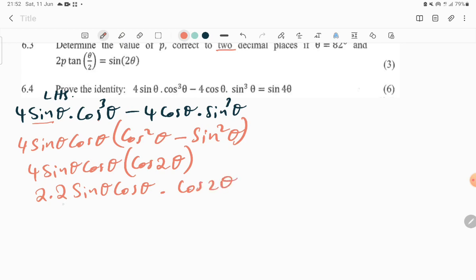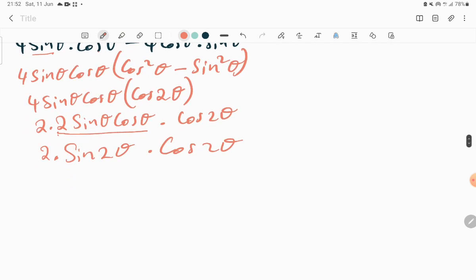Now what do you notice? This one on its own, 2 sine theta cos theta, is the double angle of sine, so that we can just squeeze it up to say we are having 2 times this one, which is the same as 2 sine 2 theta, then times this cos 2 theta. So having this one, we can see that this is also the double angle of sine.